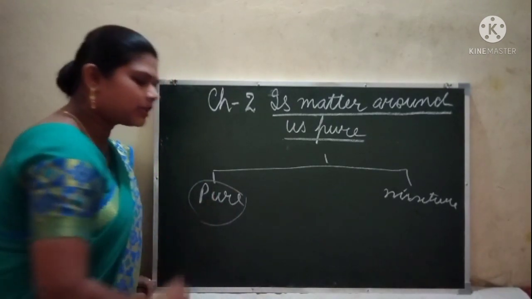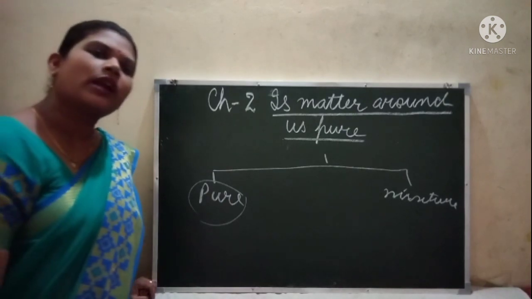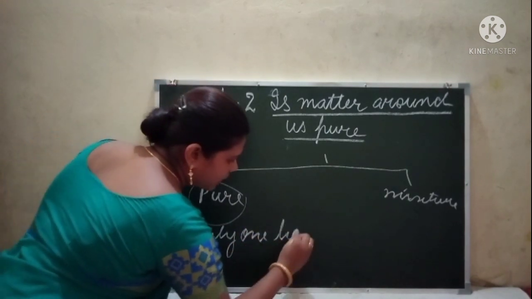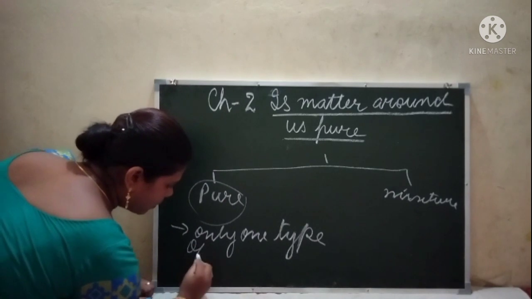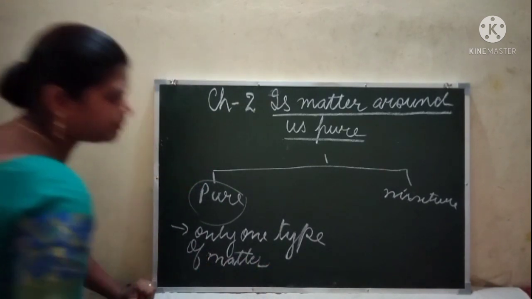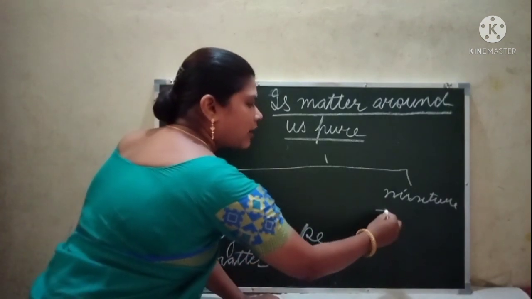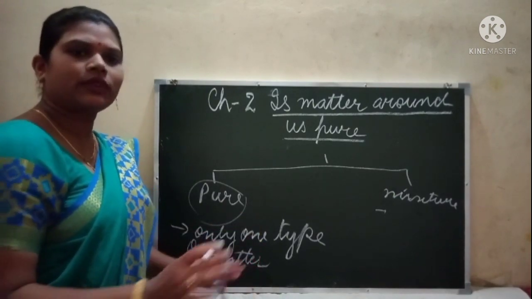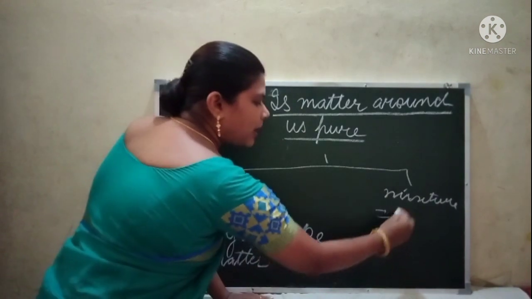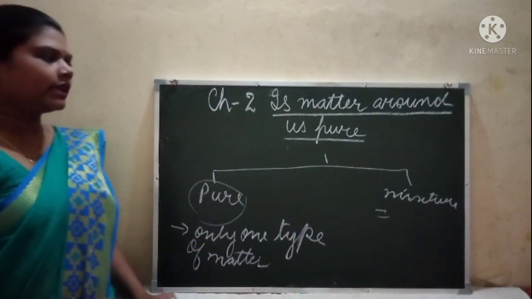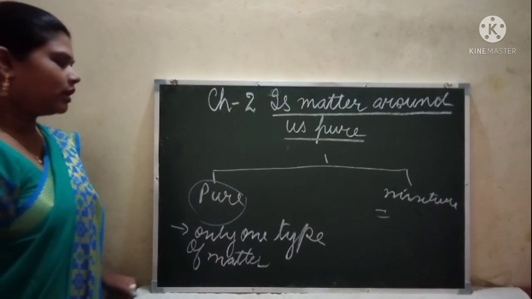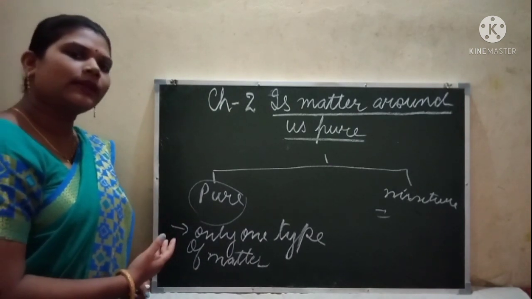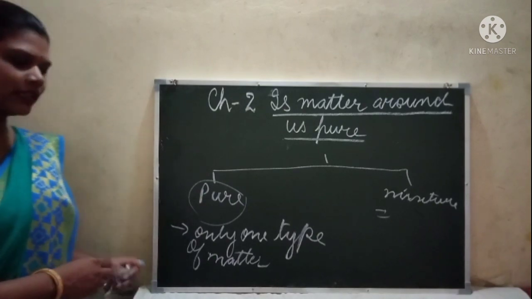So what is a pure substance? A pure substance is a substance which is formed of only one type of matter. And a mixture can be the mixing of two or more matter together, not in a fixed ratio. So that is a mixture. Let's see the properties of mixture and pure substance, and also how matter is classified.